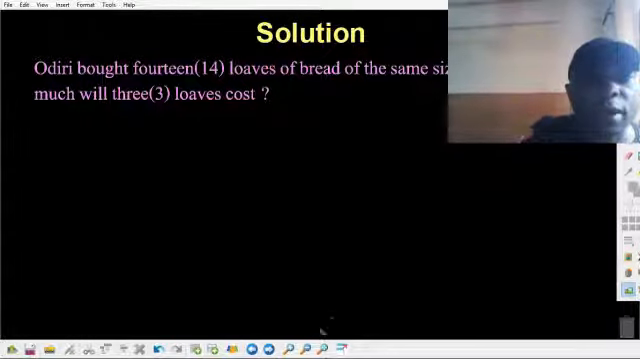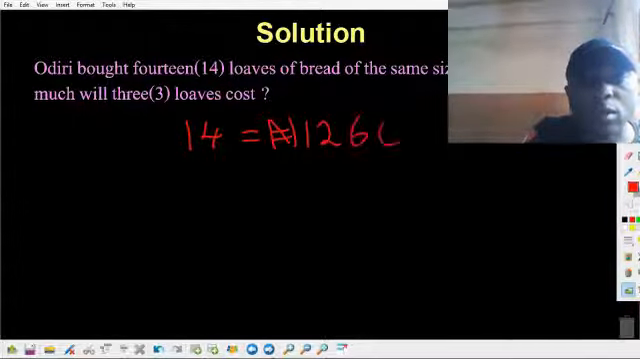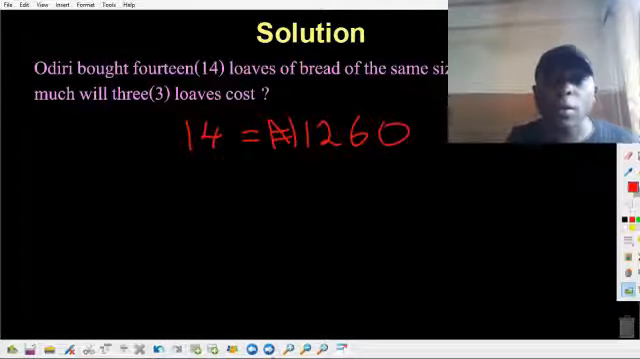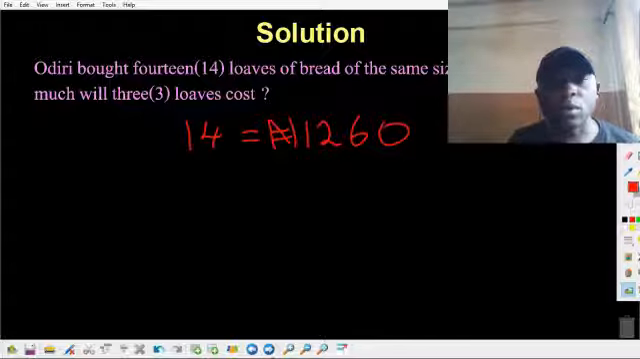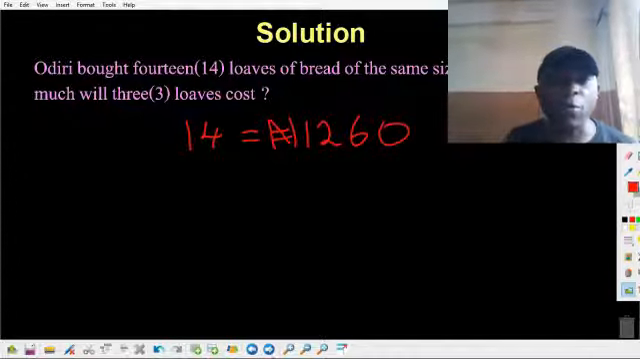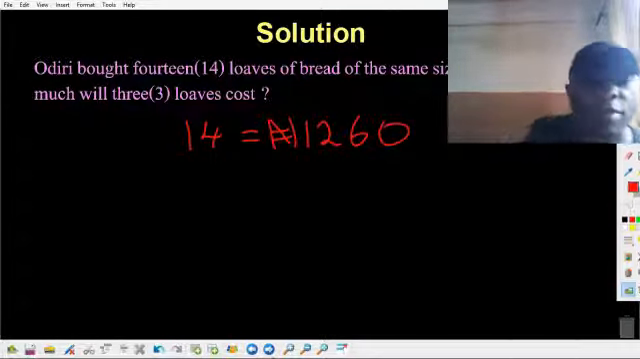14 loaves of bread is equal to 1,260. The cost of 14 loaves of bread is equal to 1,260. Now before we proceed, first thing, we need to find out the cost of 1 loaf of bread, right?